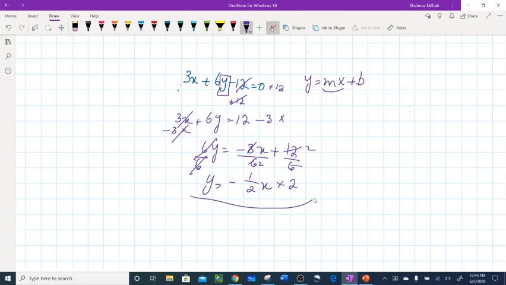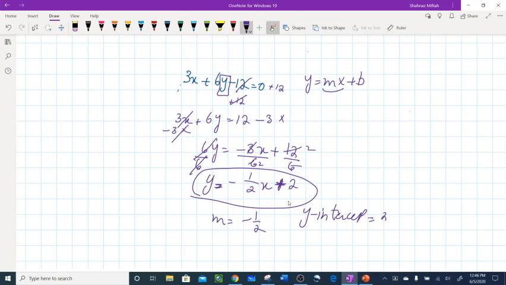So do you see this? This is my mx plus b. y equals mx plus b. Now b is my y-intercept, and the question is asking to find the slope and y-intercept. So the slope is -1/2 and the y-intercept is equal to +2 right there. So that's how you're going to find these x and y intercepts.